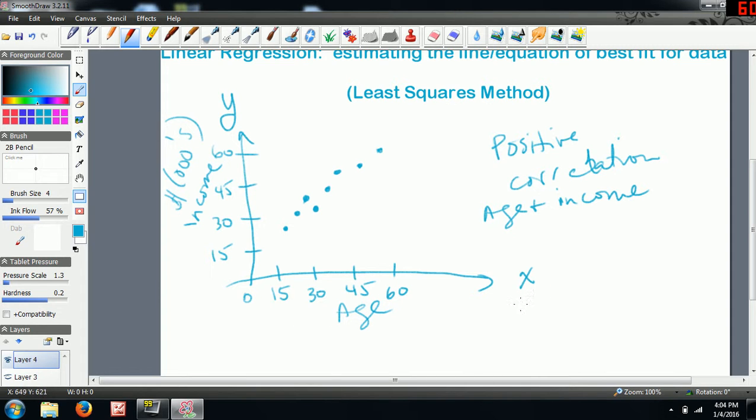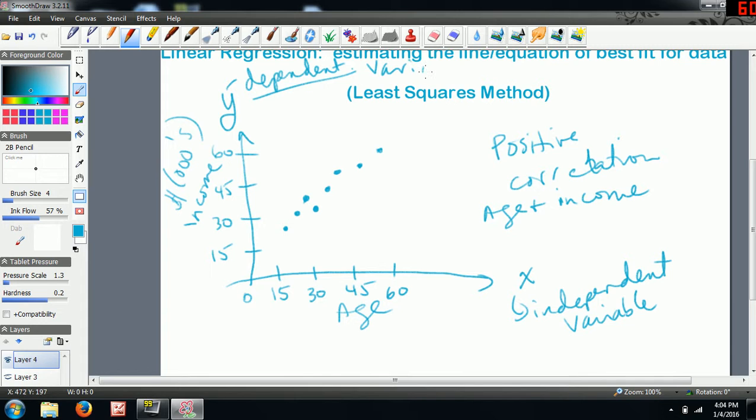Age, so x, is your independent variable. Age obviously does not depend on how much you make, but how much you make is dependent, so it can depend on your age. So this is our dependent variable, and this is our independent variable.